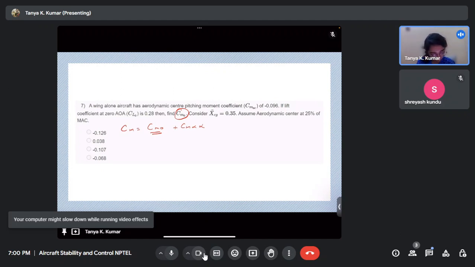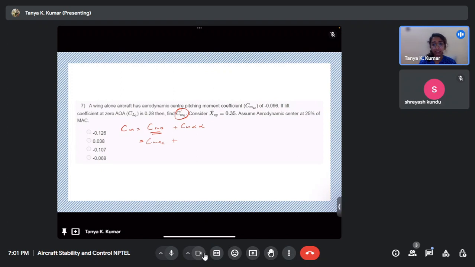Okay, so here let's just expand this. So you have Cm naught here in this case is nothing but CMAC. It's the wing alone configuration. CMAC, which is given here, plus you have CL. You need to write it in terms of CL. So what happens is you write, after expanding it further, CL naught into x bar CG minus x bar AC, plus CL alpha into x bar CG minus x bar AC.